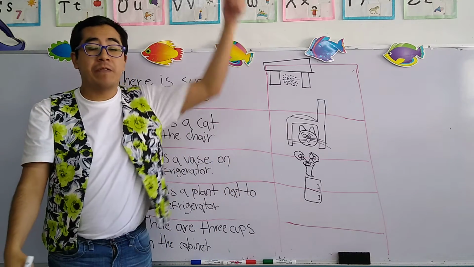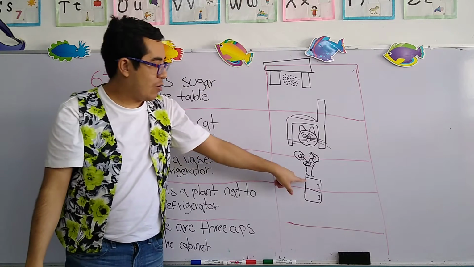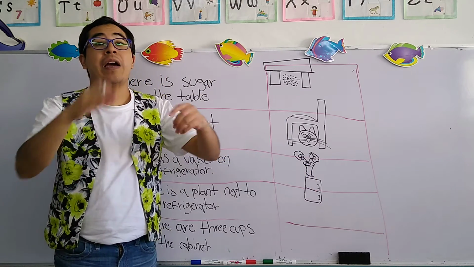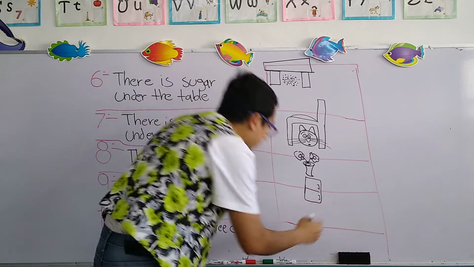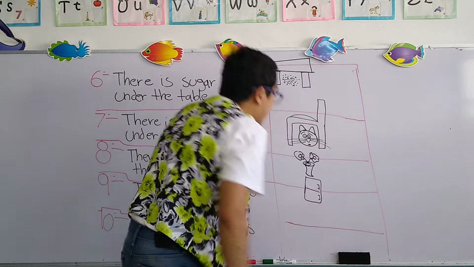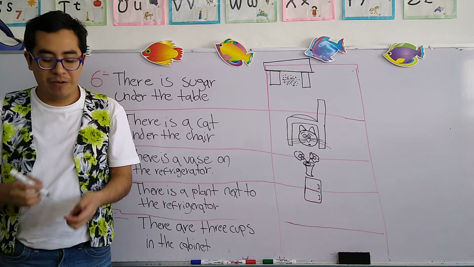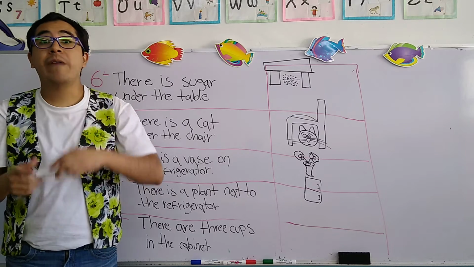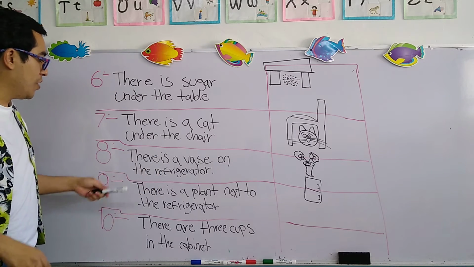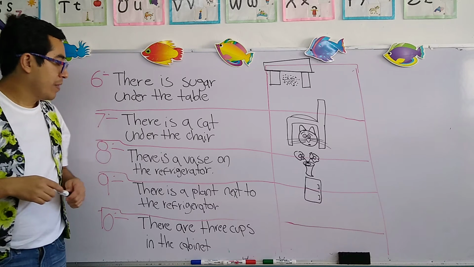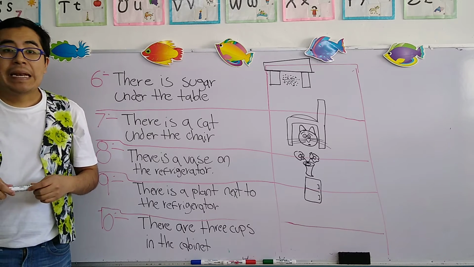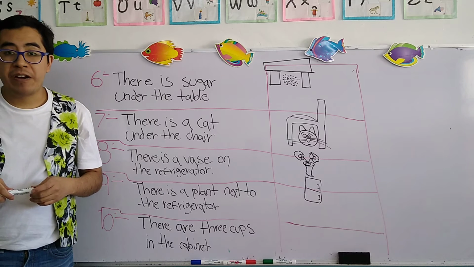Okay, in the first part, the freezer, en el congelador ahí va toda la carne, and also the ice cream, we put it on the freezer. Okay, so there it is, the refrigerator, and we have our vase. Now let's continue with number 9. For number 9, it says, there is a plant next to the refrigerator.